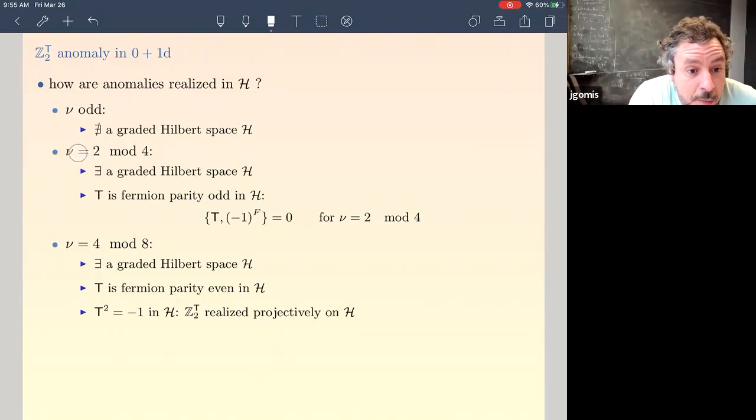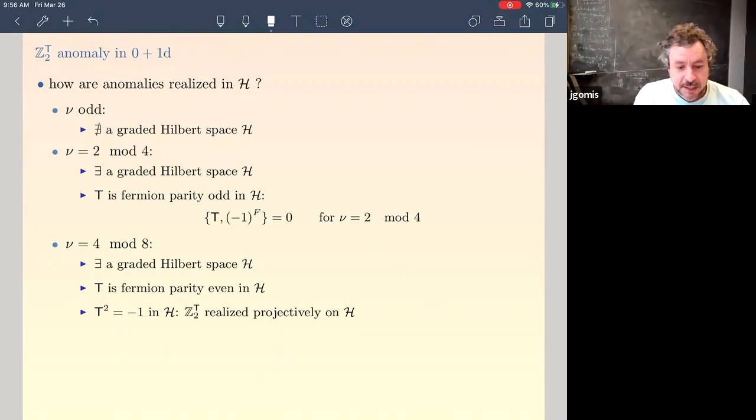When nu equals 2 mod 8, we succeed in having a graded Hilbert space, but now the thing that was asked just a moment ago happens. The time reversal symmetry all of a sudden becomes fermion parity odd. So T, which was classically commuting with (-1)^F, becomes anti-commuting. So for nu equals 2 mod 8, T becomes an anti-commuting, fermion odd operation on the Hilbert space.